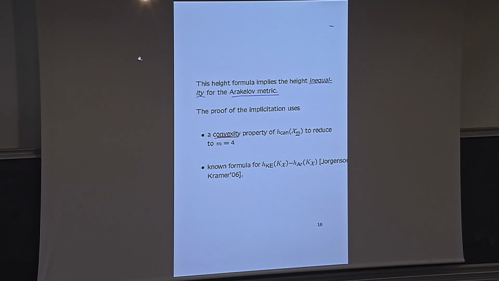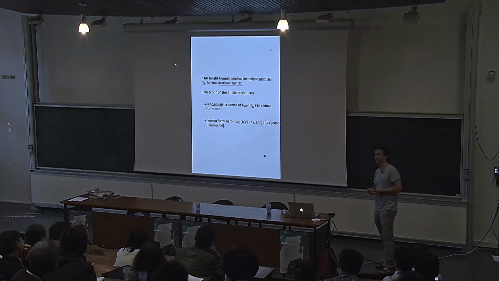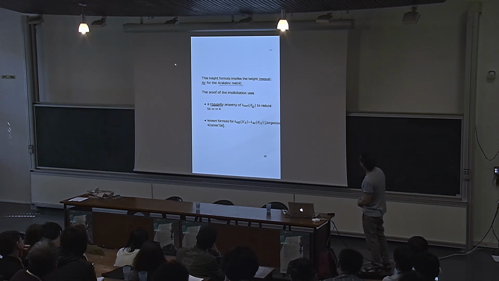Okay, so once we have this equality for the Kähler-Einstein metric, that actually implies the inequality for the Arakelov metric, because first of all, I wrote down something which is uniform in M. I have to control the M dependence, and that we can do with a convexity argument. This is a very handy thing with the Kähler-Einstein metric. It satisfies a variational principle that will give you a convexity property. And then we need to compare what happens if you change the Kähler-Einstein metric and replace it with the Arakelov metric. That difference is an analytic object, and it has already been estimated in previous work by Jorgensen and Kramer. So we use that formula, and then we get the estimate I wrote down, basically.